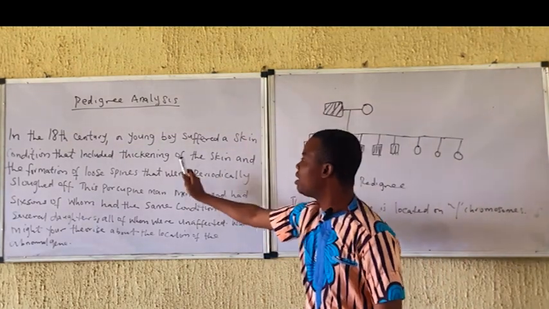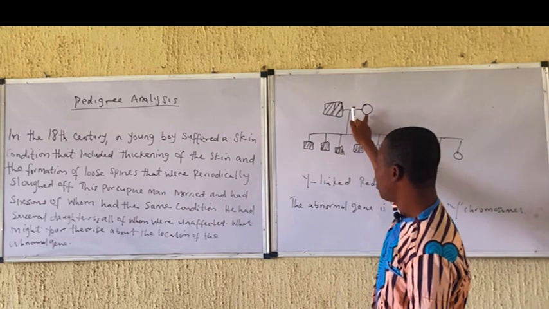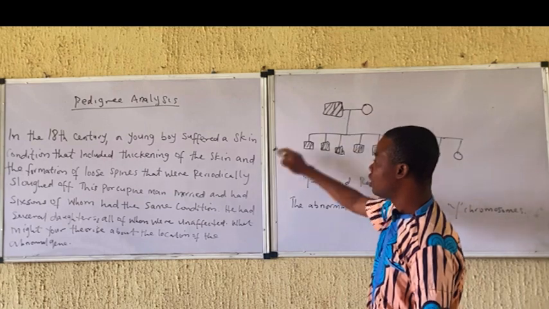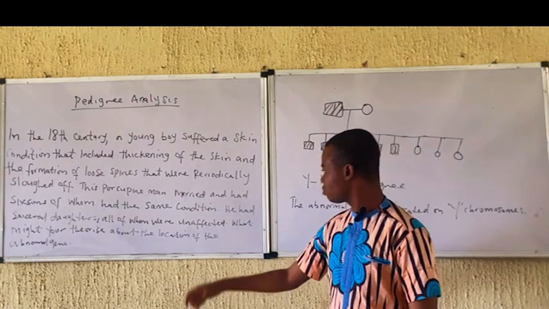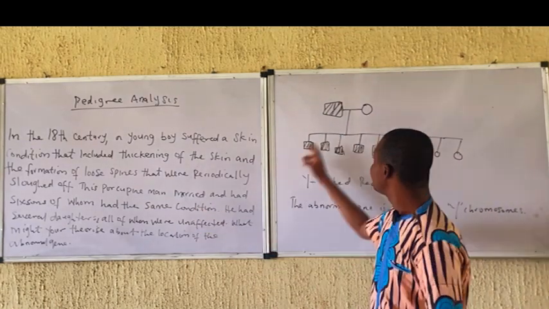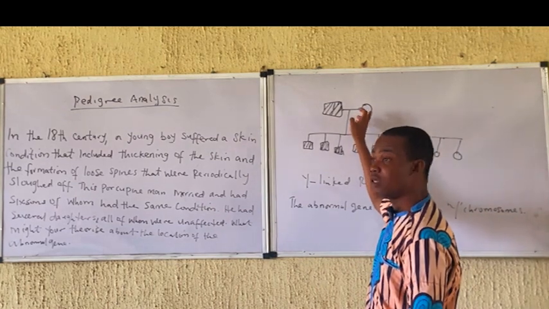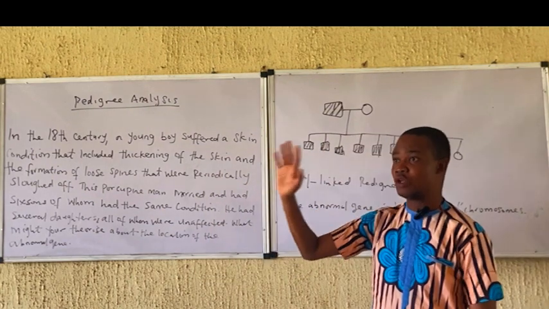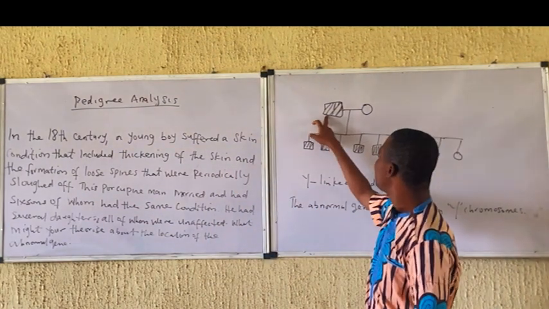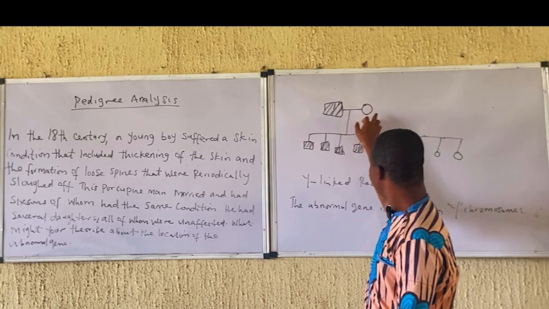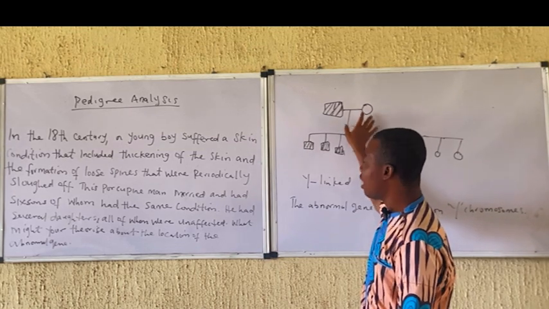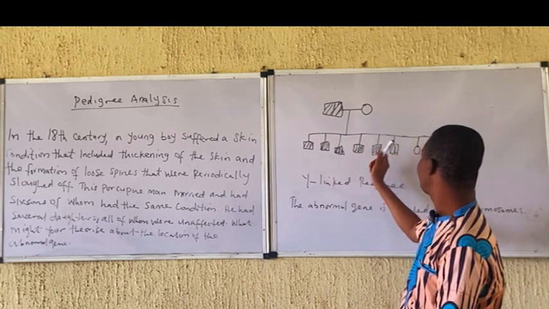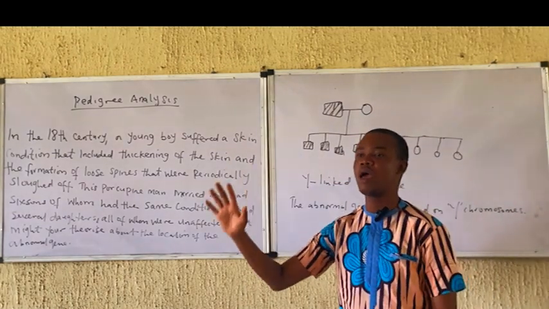And this porcupine man married. From the question, it was not specified whether his wife is affected or not, so we assume that his wife is a normal female. So this porcupine man married a normal female individual, and he had 6 sons. 1, 2, 3, 4, 5, 6. All of whom were affected.